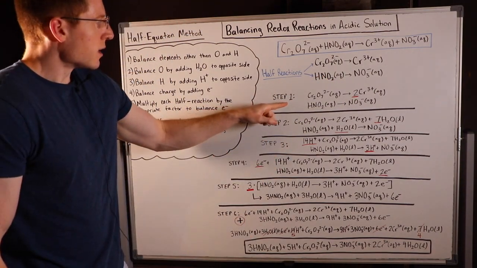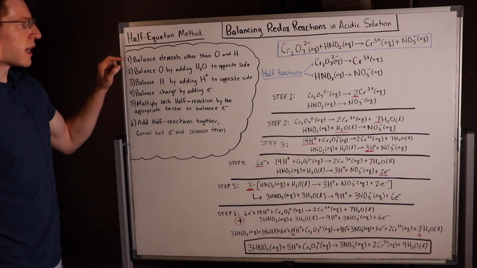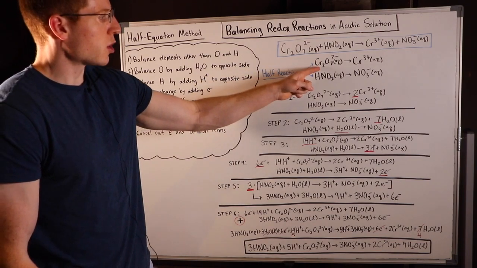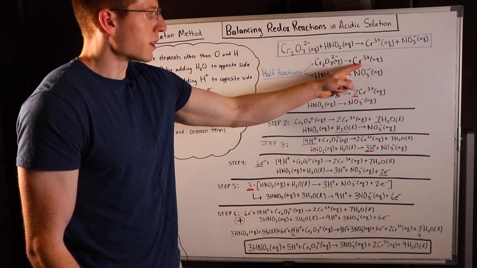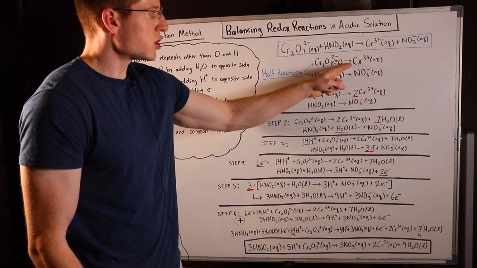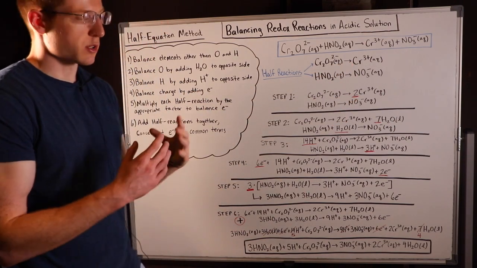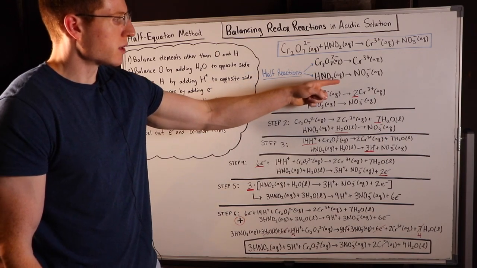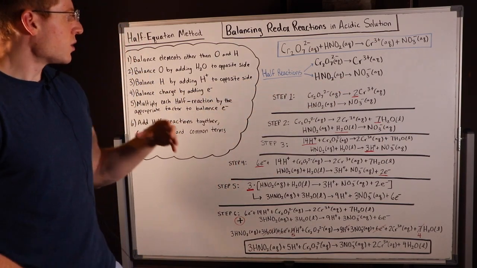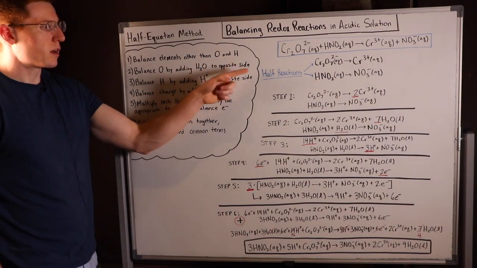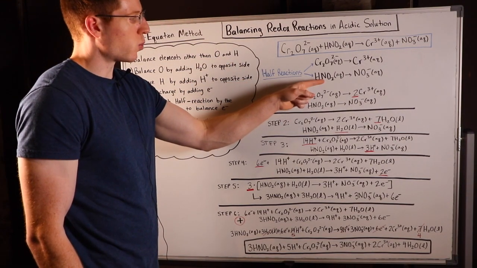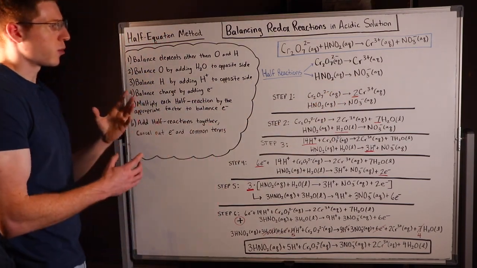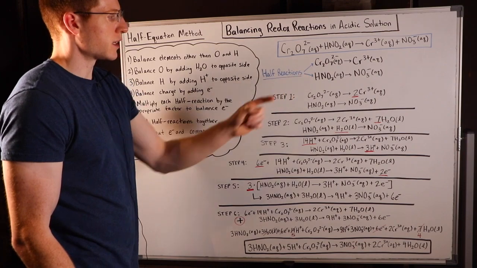So in step one, what you have to do is balance elements other than oxygen and hydrogen. Over here we had 2 chromiums, and over here we only had 1. So I have to make this a 2 over here, and that's what I did to fix that. So I balanced the chromium. In this nitrous acid going to nitrate equation, the only element other than oxygen and hydrogen is nitrogen, right? And there's 1 over here and 1 over here. So I did not have to make any adjustments for step 1 for this half reaction.